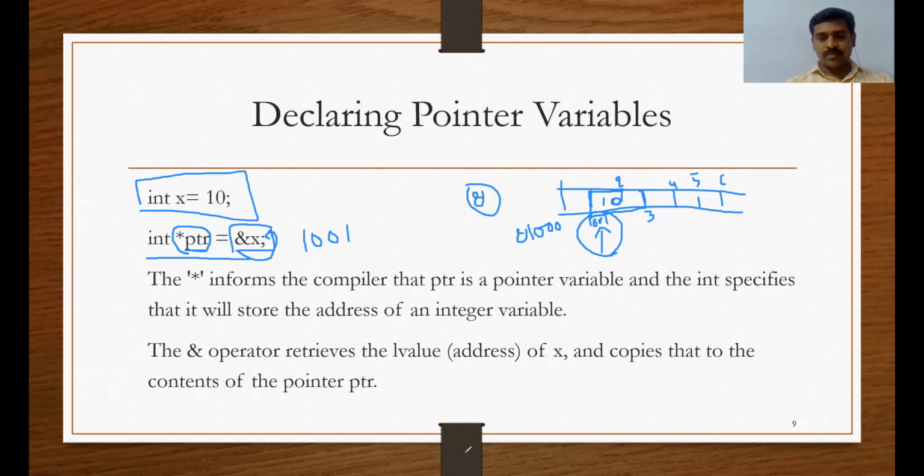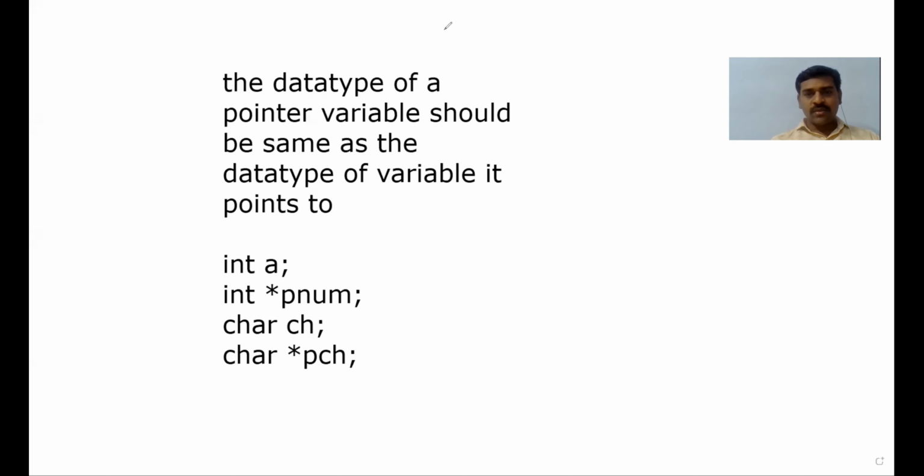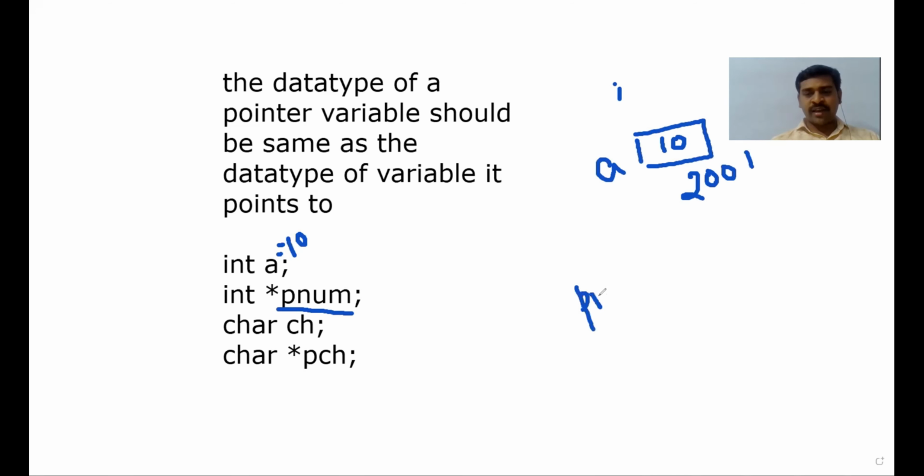Here I am going to explain. Here we have the variable integer a. Every variable has a name; that name is a. And what is the value of a? Let us say integer a is equal to 10. So 10 will be stored here, and the address of this variable is 2001. Now I have created one more variable, the pointer variable pnum. It is a variable, so it has a name and it has a value.